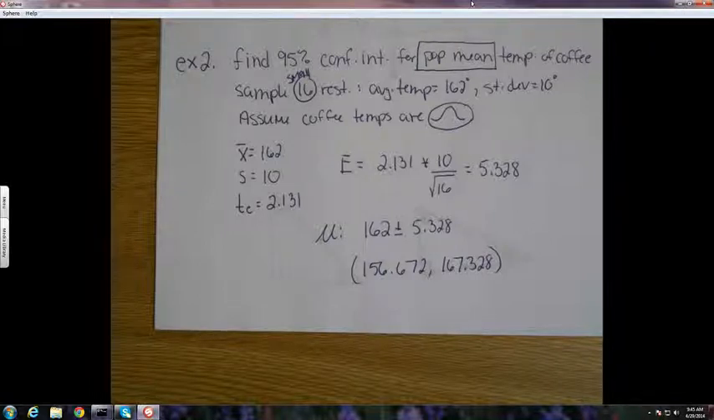162. What's my S? 10. What's my N? 16. My confidence level? 0.95.